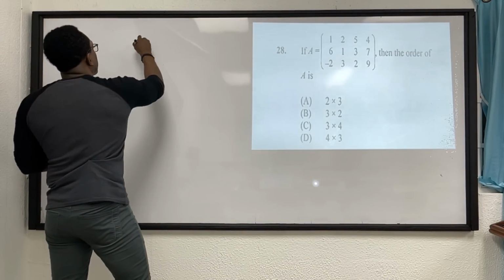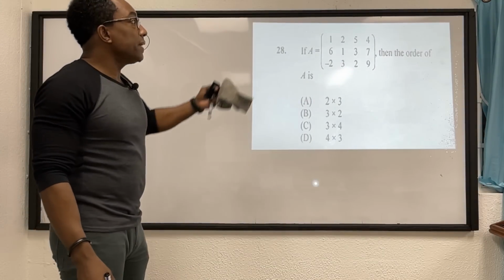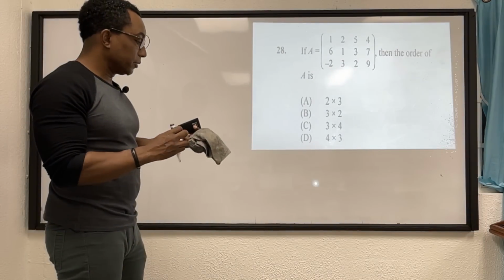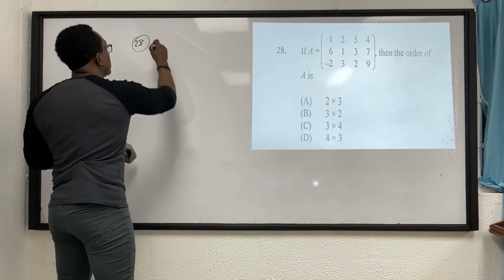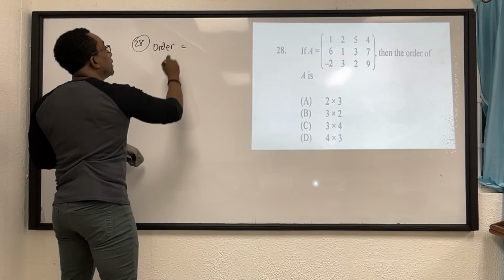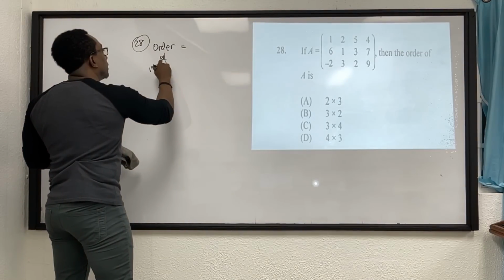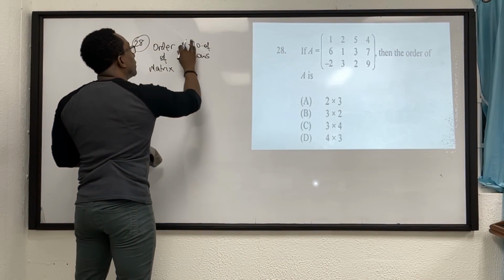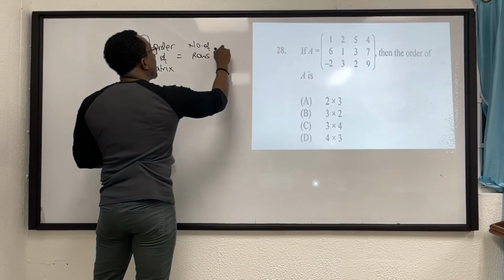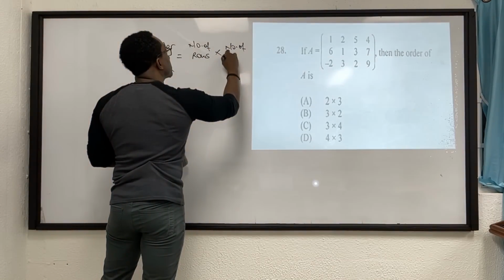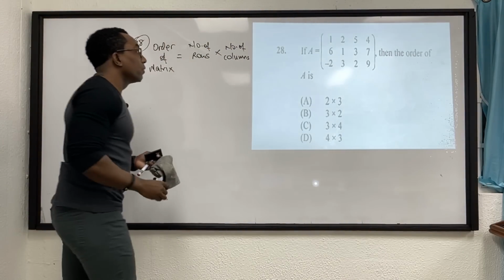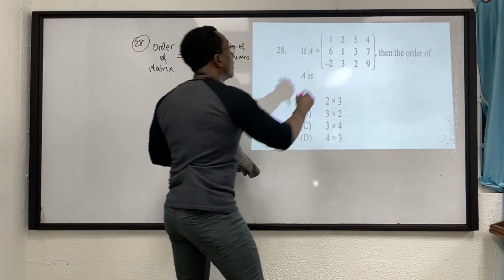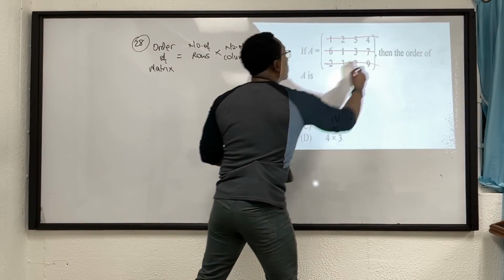So 28, we have the matrix, and we want to state what's the order of that matrix. The order of a matrix is the number of rows times the number of columns. Our rows always run horizontally. So how many rows do we have here? We have 1, 2, 3 rows.